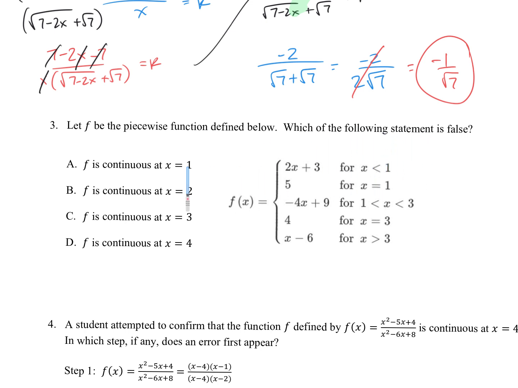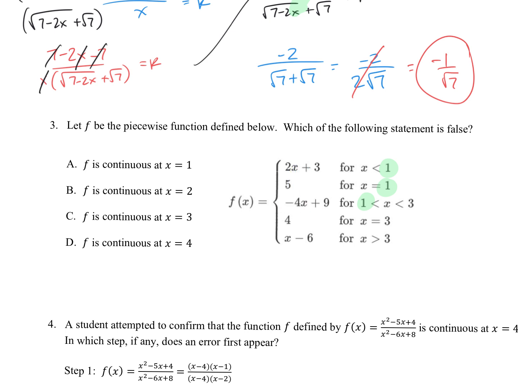Okay, so if something is continuous when x is 1, notice that we got 1 here, here, and here. So this is approaching 1 from the left, this is at 1, and this is approaching 1 from the right. For it to be continuous, as I approach from the left and the right and at it, doesn't it all have to equal the same? Yeah. So when x approaches 1 here, what would we get when x approaches 1?